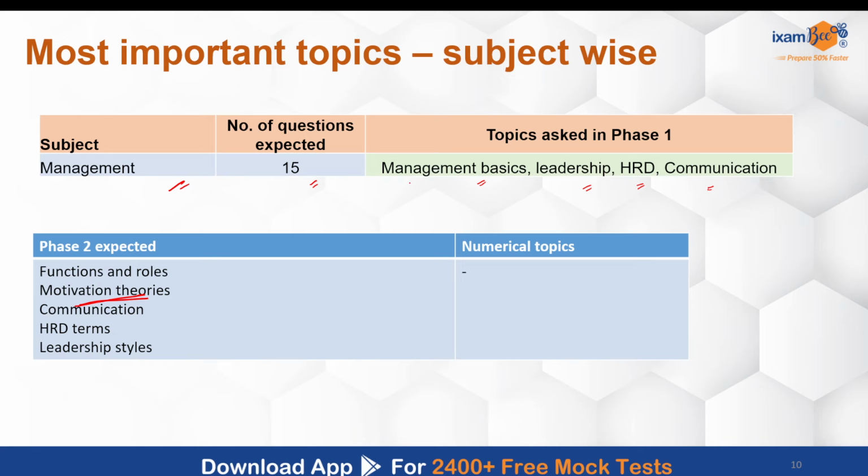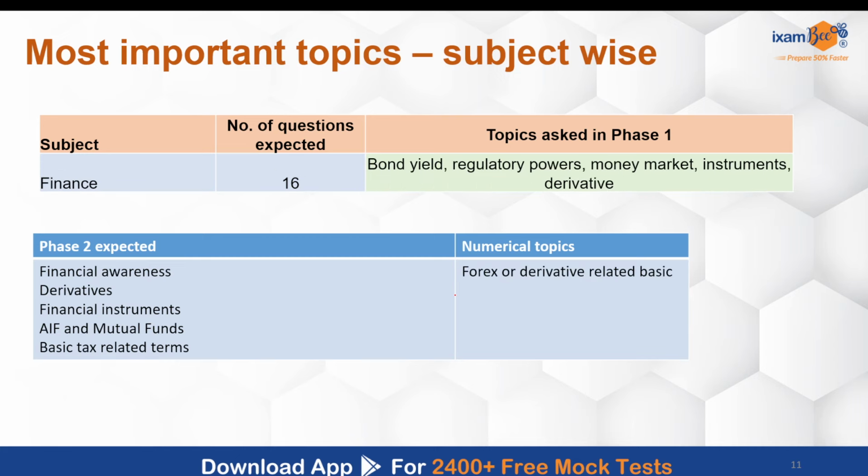Apart from that, these topics will again be asked. Functions and roles, as I said, as a part of the management basics. Managerial roles will continue to be important. Communication, they had asked a very simple, straightforward question on barriers. More questions can be expected based on the different types, even networks of communication that are used in a company, right? So those are also there. Various HRD related terms, job enrichment, job analysis, like this can also be asked, and leadership styles will again continue to be an important topic. Of course, there are no numericals from this particular topic.